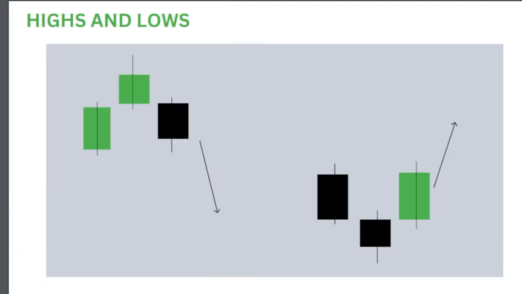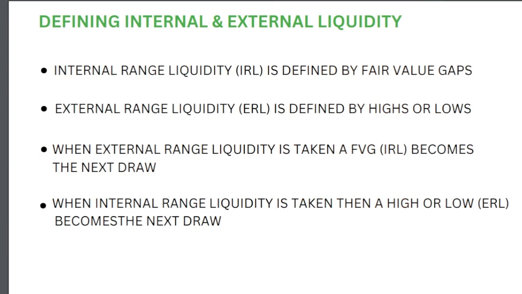What is external range liquidity? External range liquidity is just highs and lows. Defining internal and external range liquidity: internal range liquidity is defined by fair value gaps and external range liquidity is defined by highs or lows.